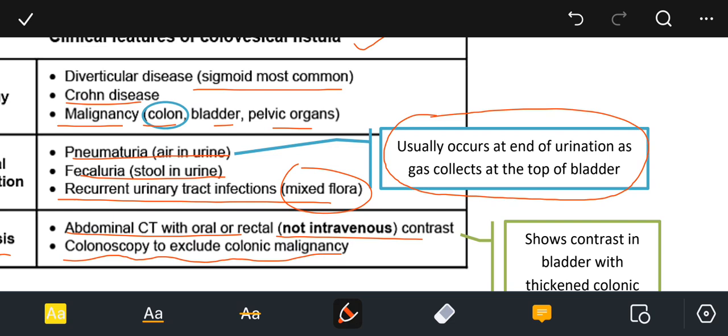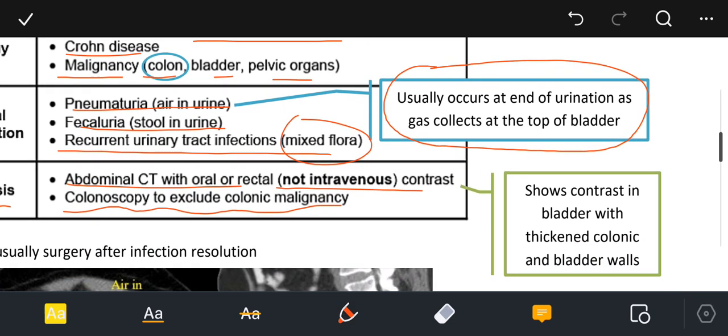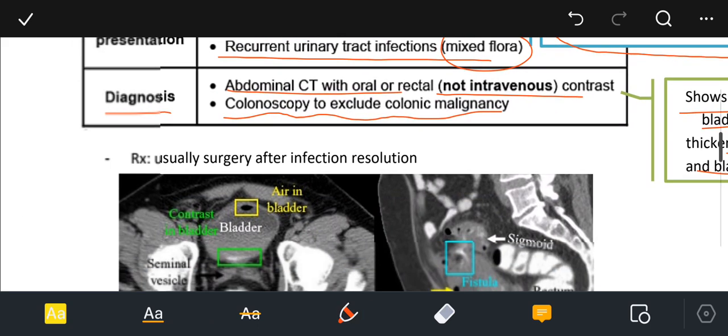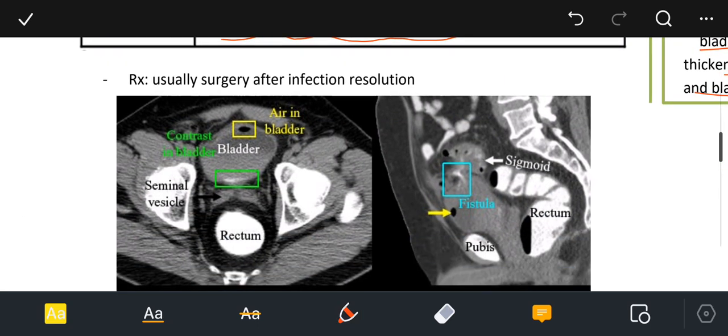And abdominal CT with oral or rectal, non-intravenous contrast, not intravenous contrast. So we give oral or rectal contrast, not IV contrast, because it shows contrast in the bladder with thickened colonic and bladder walls. So the treatment is usually surgery after infection resolution.